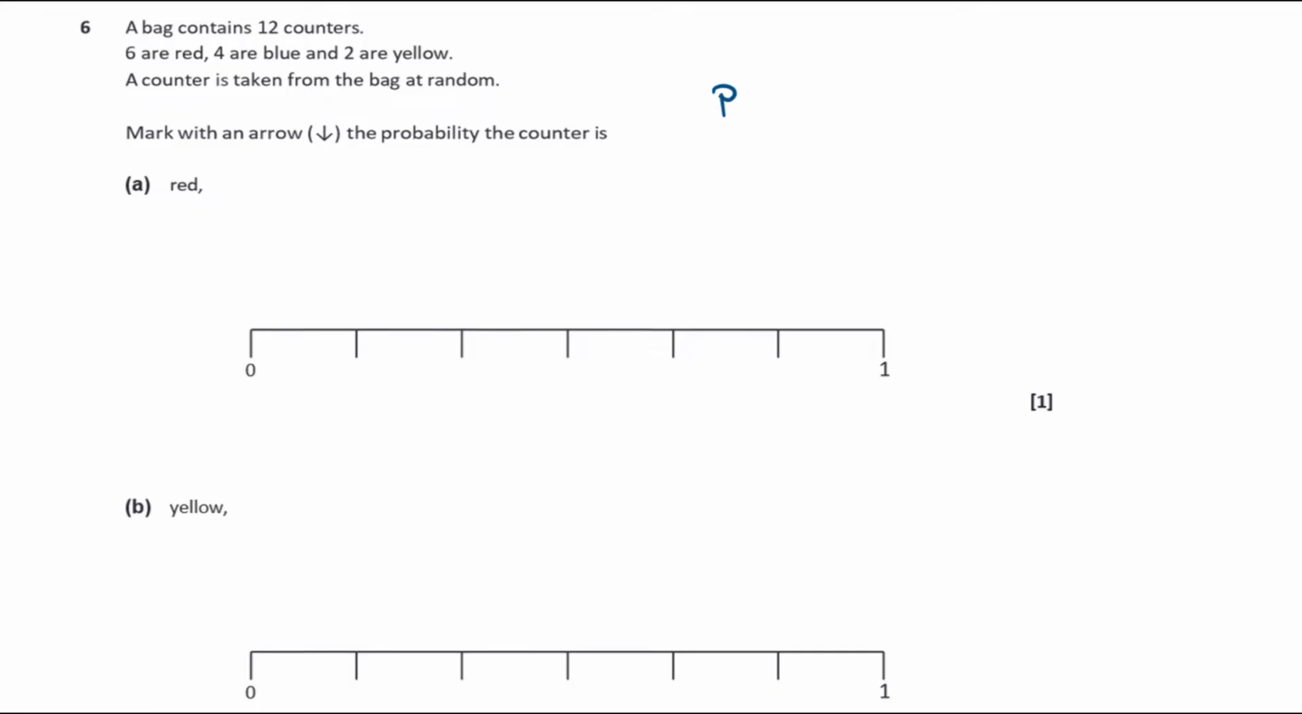Okay, well, probability is successful outcomes divided by total outcomes, isn't it? That's the definition of what probability is. So what's the probability of getting red then?